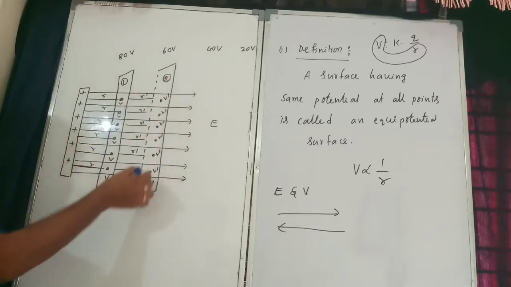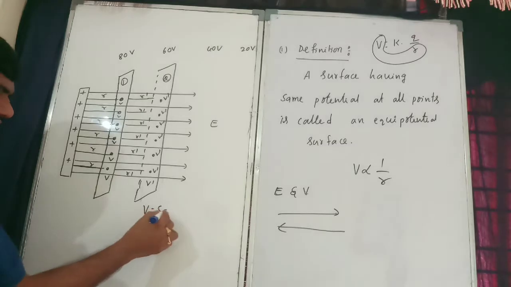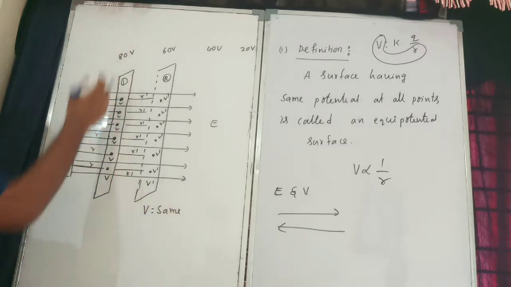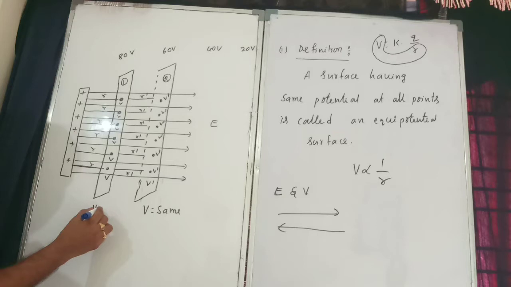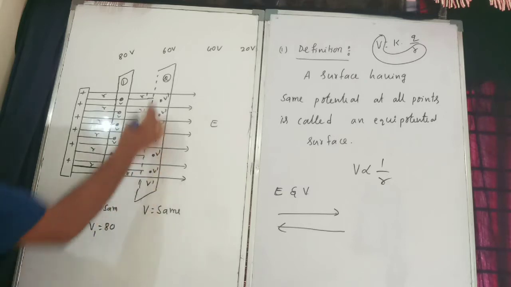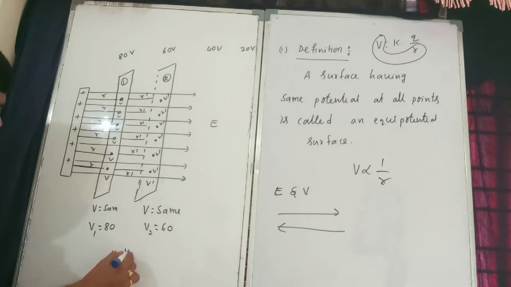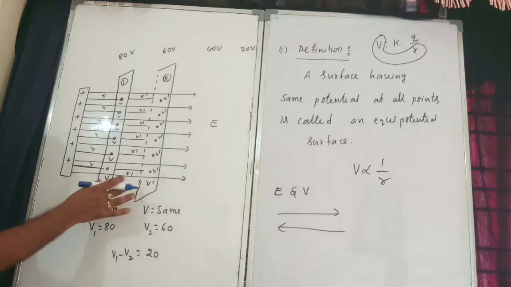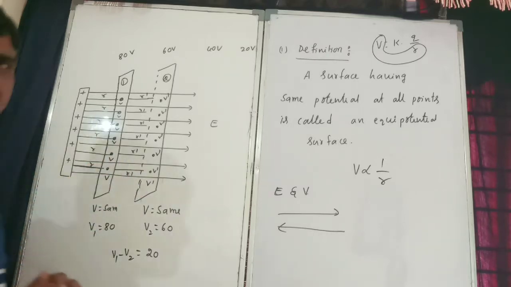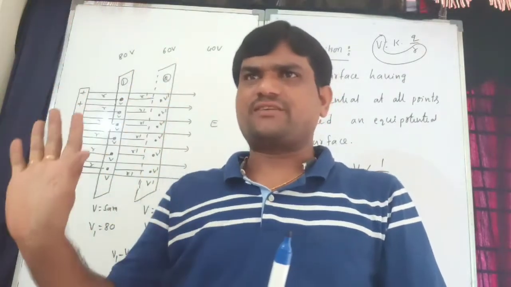On plate number 1, wherever you see, the potential is same. And on plate number 2, wherever you see, potential is same. But here difference will be there. Here potential V1 is equal to 80 volt, here potential V2 is equal to 60 volt. Therefore V1 minus V2 is equal to 20 volt. That means between the two plates, potential difference will be there.